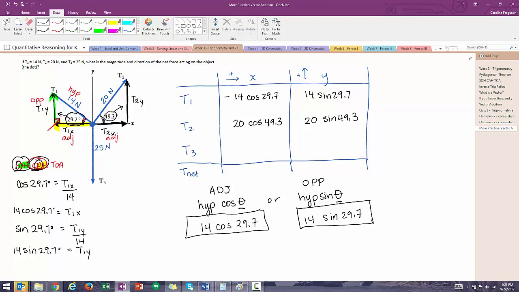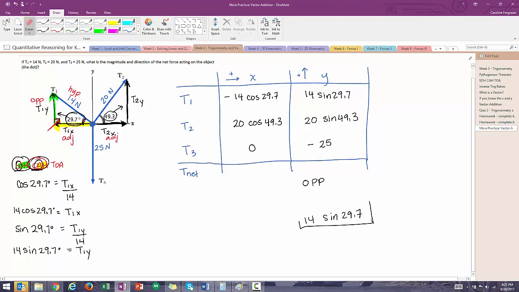So T3 is not on an angle at all. It's pointing straight down. Since it's pointing straight down, it doesn't have an x component at all. So that x component will just be 0. And the y component is the 25 newtons. So I'm just going to write 25. But again, since it's pointing down, we need to remember to put a negative sign in front. Okay, so I'm going to erase all of this, and then I'm going to pull out my calculator and start adding everything up.